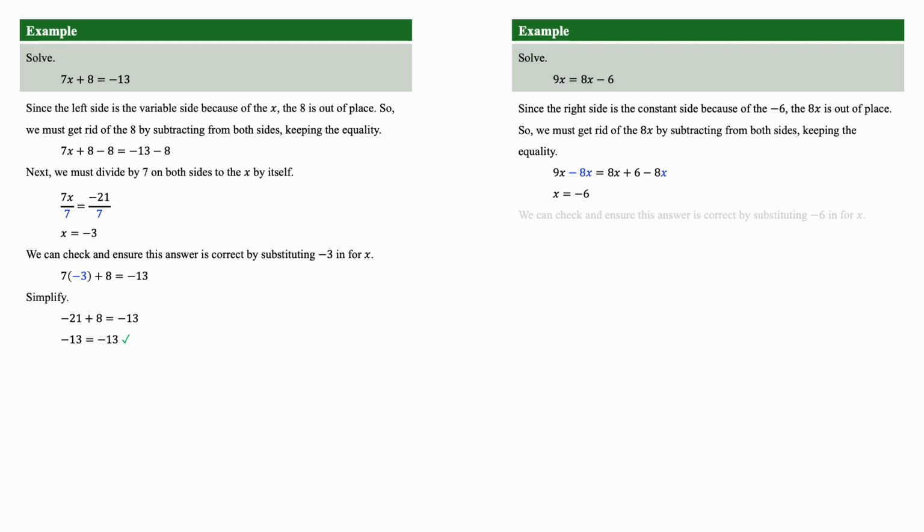Now before we continue, again, let's ensure that this answer is correct by substituting the negative 6 in for the x. So we get 9 times negative 6 equals 8 times negative 6 minus 6. You do a little simplification, and you get negative 54 equals negative 54. As you see, both sides are indeed equal.